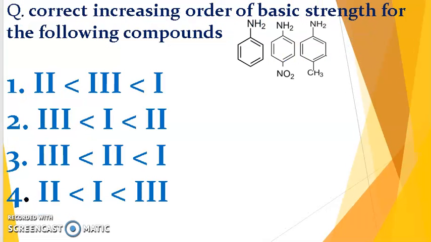Okay, so let's go to the second question now. The second question is to find the correct increasing order of basic strength for the following compounds. Increasing order of basic strength we have to find out. They have given the compounds aniline, para-nitroaniline, and the third one, para-methyl aniline, with CH3. These are the 3 compounds they have given here, and 4 options also, from that we have to choose one, right?